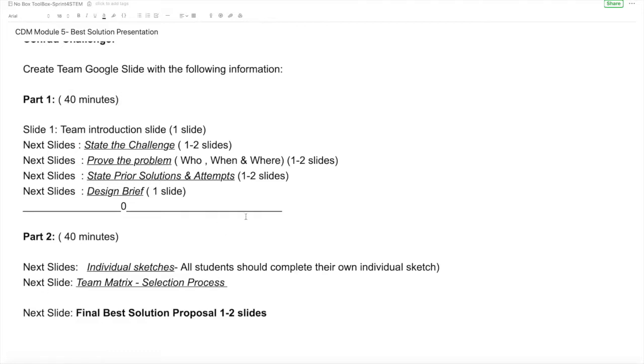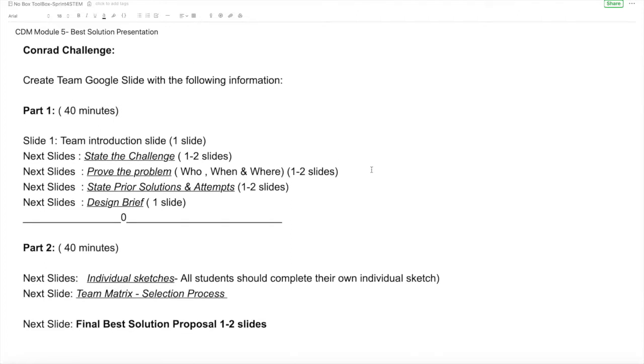So you have multiple benefits from being able to produce this type of Google slide. And then the last thing I want to leave you with is the importance of creating a portfolio. Because it's a Google slide, you can add this to a portfolio and you can share this with prospective colleges or possibly job applications in the future.